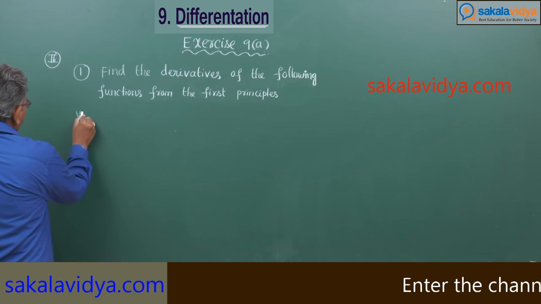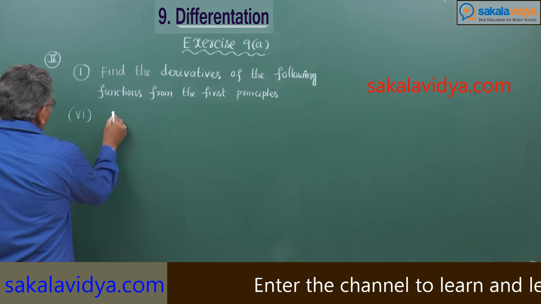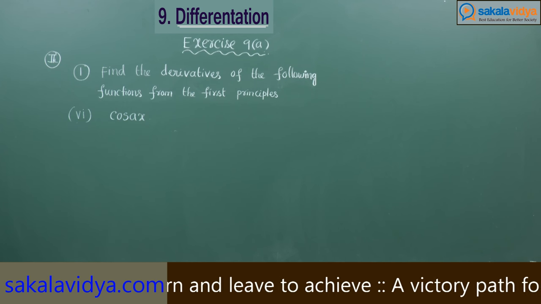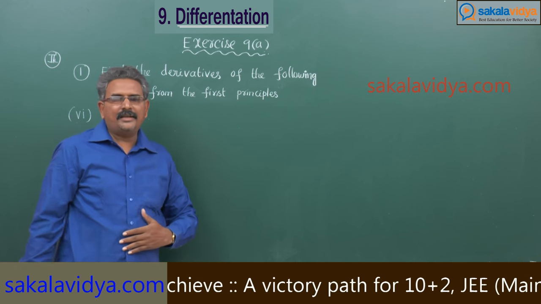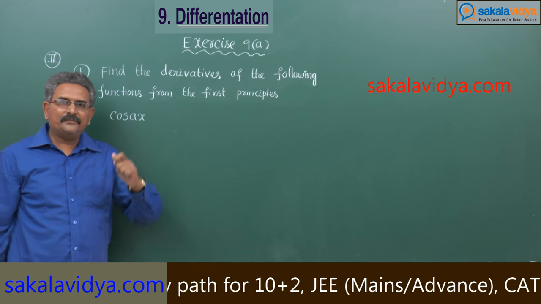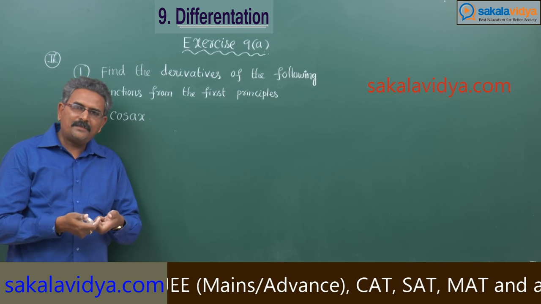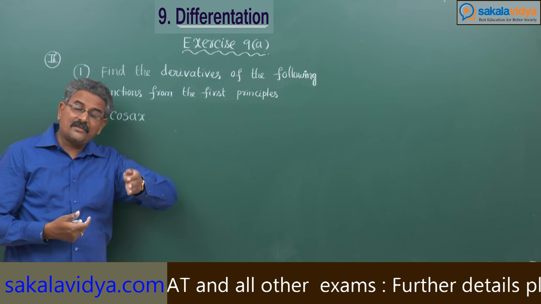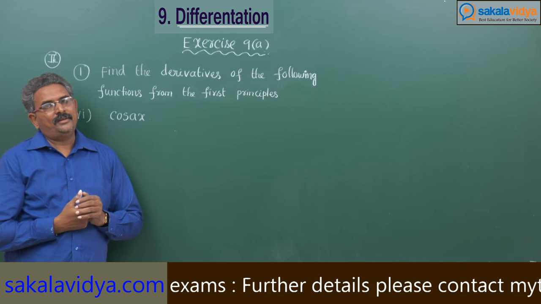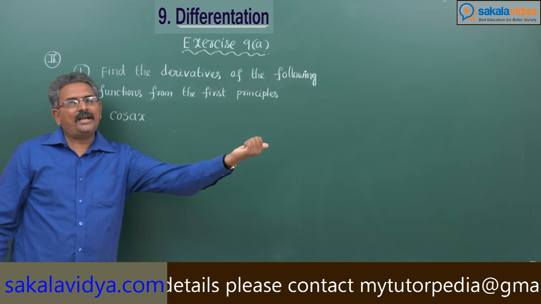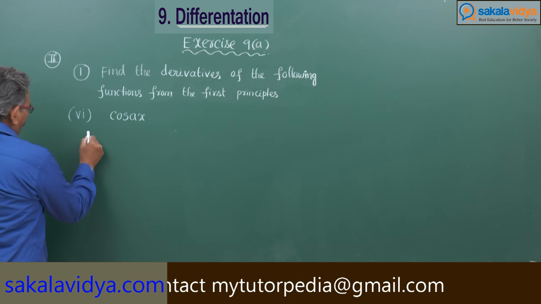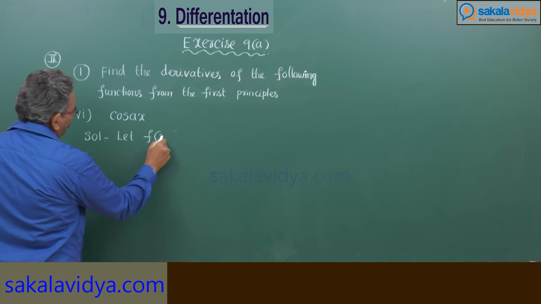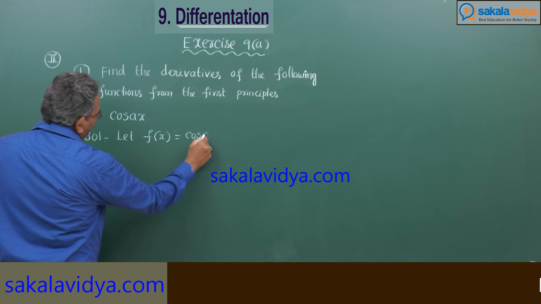Next, sixth problem: cos ax. Once again I repeat, in the examination it may not be cos x, it may be cos of ax plus b, or cos 2x, or cos 3x, or cos 4x, or sometimes cos of x by 3 may also be asked, but the method is the same, the same method has to be adopted. So here, let f of x equal cos ax.